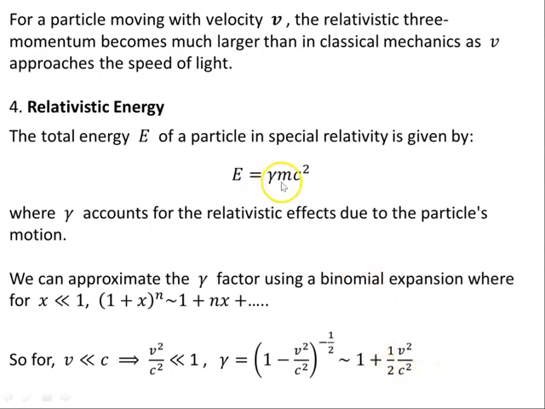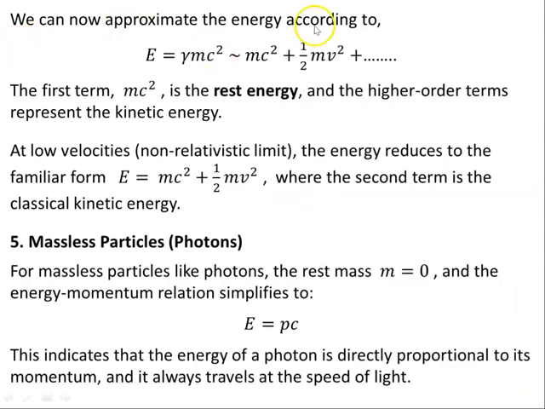When we put that back in here, we've got an m there, and we've got a c squared. When we take this result and replace gamma with it, then we have this result times m c squared, so we can approximate the energy according to E equals gamma m c squared, which is approximately m c squared plus a half m v squared plus higher order terms. Now the first term, m c squared, is the rest energy. That's the energy measured in the frame at rest with respect to the particle. And the higher order terms represent the kinetic energy.